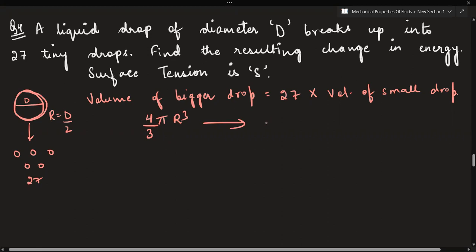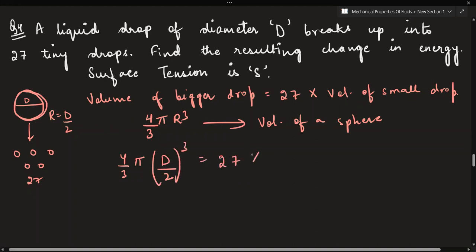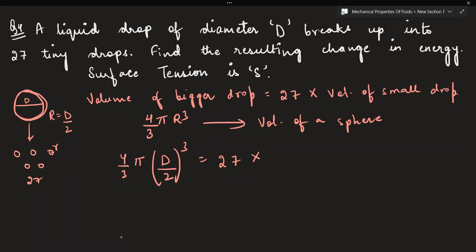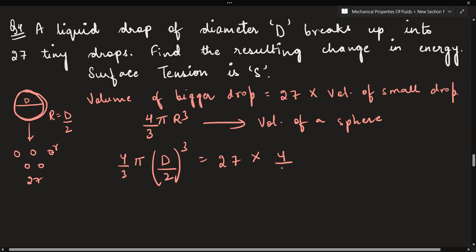4 by 3 pi r cube is the volume of a sphere, where r is the radius. So the volume of the bigger drop should be 4 by 3 pi r cube. And what is the radius for the bigger drop? It's d by 2 whole cube, multiplied by 27. Let's say the radius of the smaller drop is small r. Small r is the radius of the small drop. So the volume of the small sphere will be 4 by 3 pi small r cube.